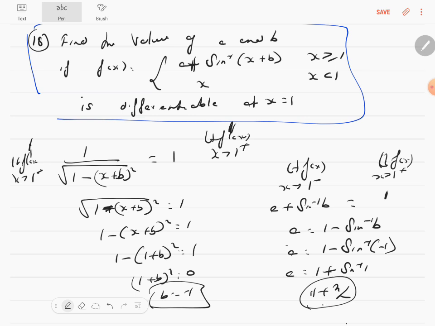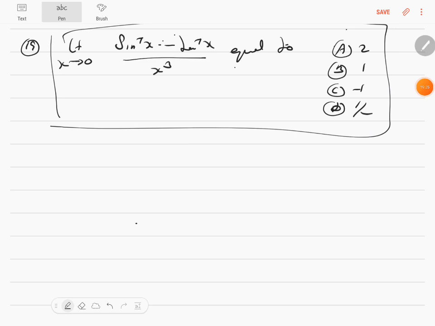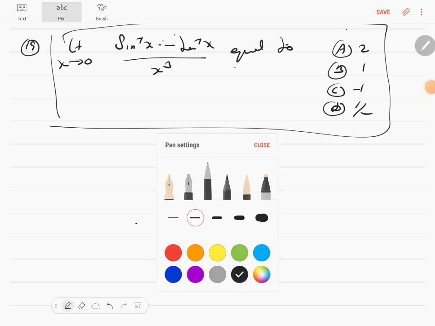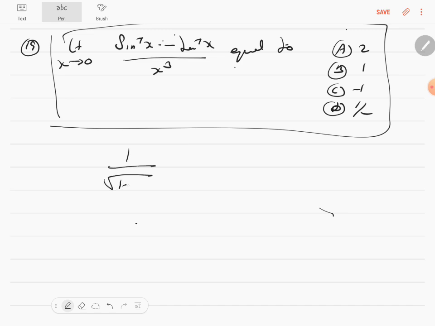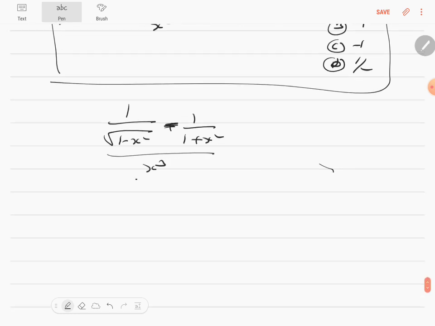So a is necessarily 1 plus pi by 2, because you can't assume. They ask you differentiability, you should also parallelly do continuity. So the moment you see this, you know that's 0 by 0 format, so it's tending to 0, you can do L'Hopital's rule. So it's 1 by root of 1 minus x square plus 1 by 1 plus x square, all divided by x cube. So you can take an LCM.